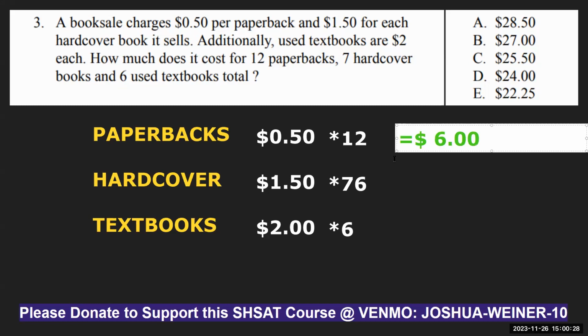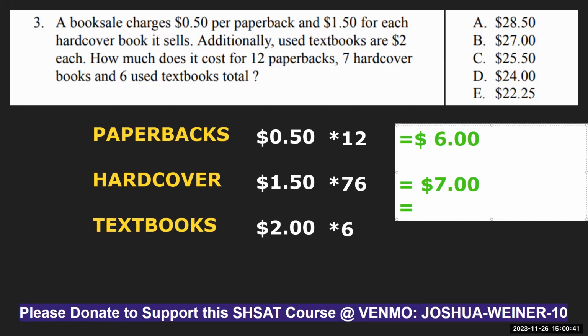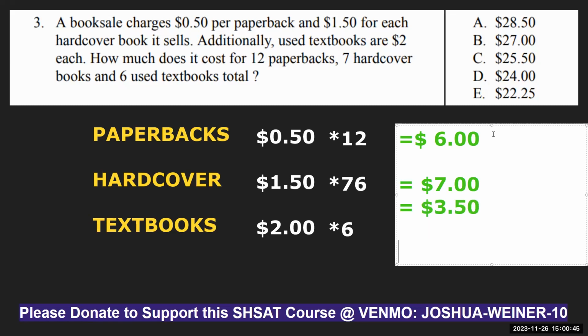Just keep it organized. Then the hardcovers a little more difficult because they're not buying 76 of them. They're buying 7. 7 times $1 is $7. And then 50 cents 7 times is $3.50. So you can do it like that way and you won't make an error. Then 2 times 6 is another $12. Everyone see what I did?